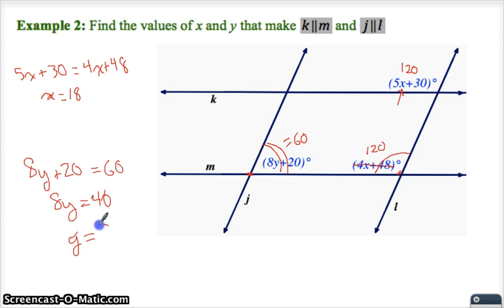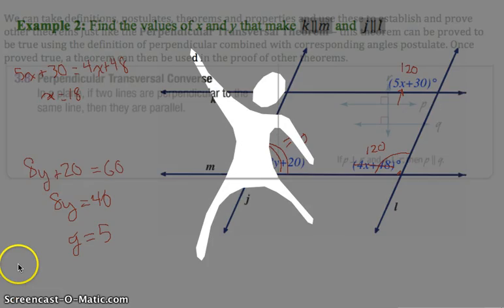All right, so y is 5. Y being 5 will make that thing equal to 60. And life is good. Okay.